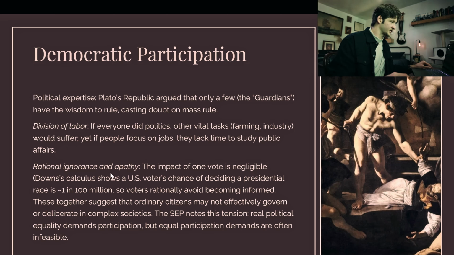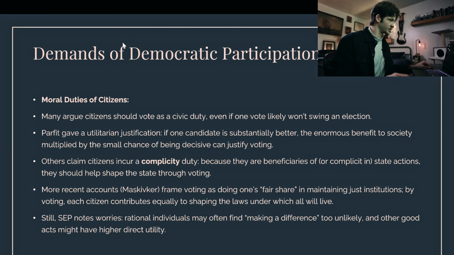Now, rational ignorance and apathy. The impact of one vote is negligible. Downs' calculus shows a U.S. voter's chance of deciding a presidential race is 1 in 100 million, so voters rationally avoid becoming informed. These together suggest that ordinary citizens may not effectively govern or deliberate in complex societies. The SEP notes this tension. Real political equality demands participation, but equal participation demands are often infeasible. Okay, that's interesting. Let's just move on real quick.